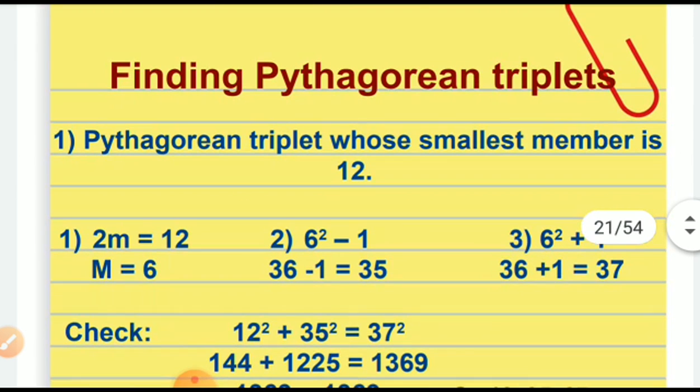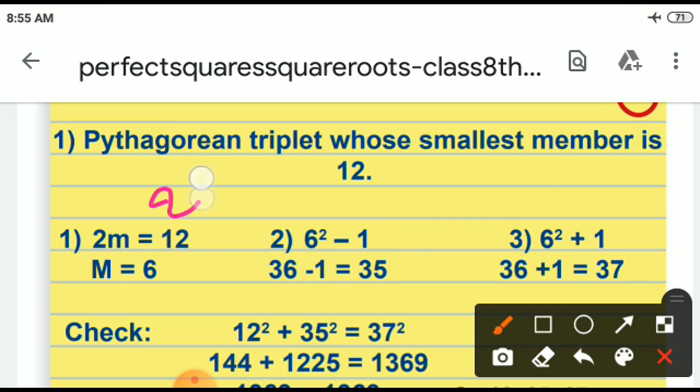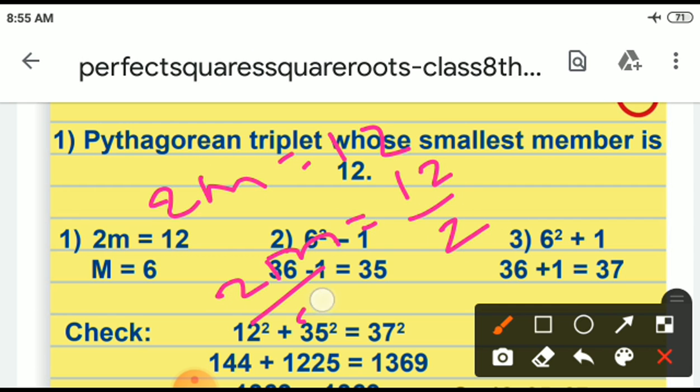Correct. Now look here, finding Pythagoras triplets. How to find a Pythagoras triplet, students? We have to find the smallest number in this example. Suppose we take 2m is equal to 12. So m is equal to 6. How did it come? Because 2m is equal to 12, that means m is equal to 12 divided by 2. Both sides we can divide by 2, and 2 ones are 2, 2 sixes are 12. What is left? m is left, and on the right side 6.